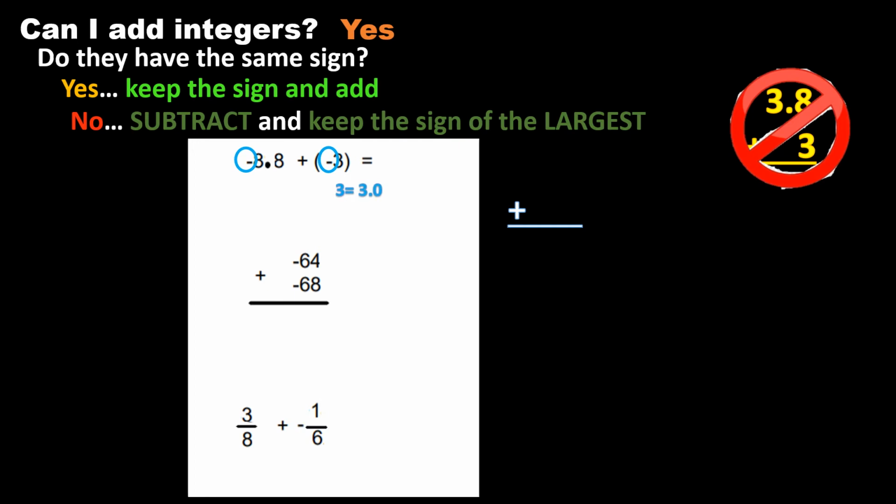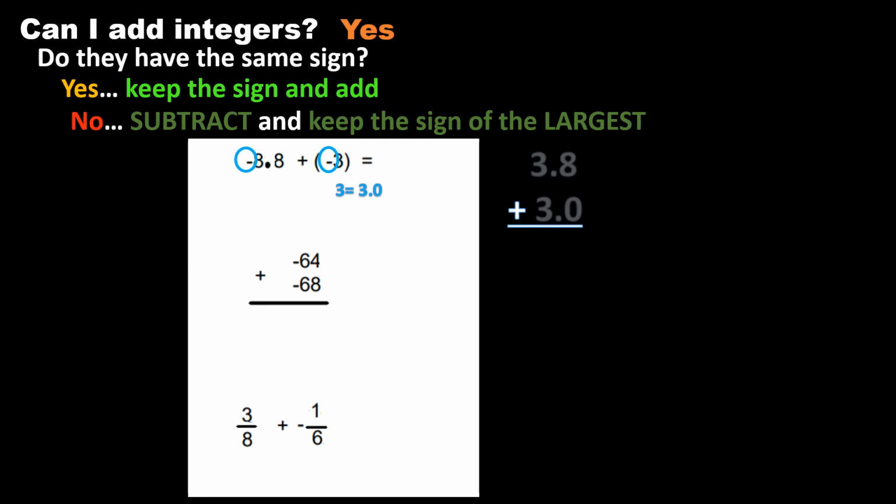Why do I have to have 3.0? Because I have a decimal point in my 8.8. When I have one decimal point, then I have to have another decimal point in the other one. When I line up my decimal points, then I'm good to go.